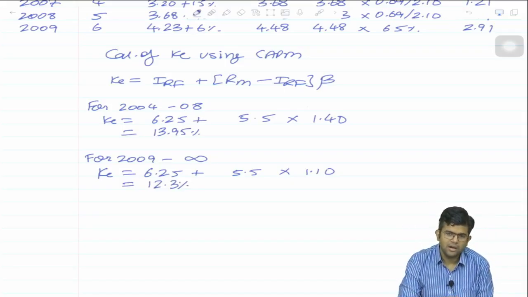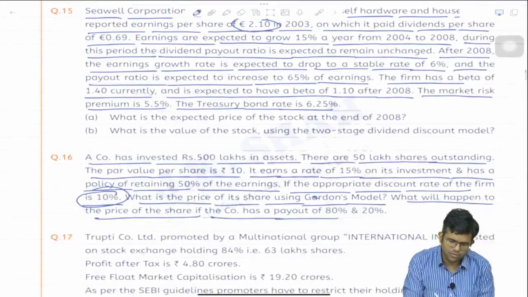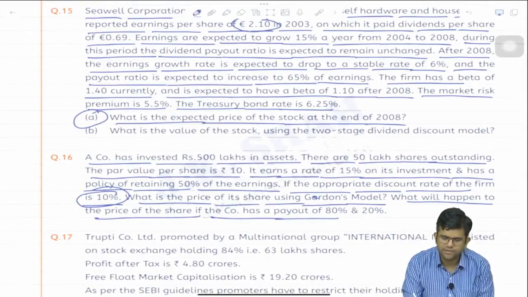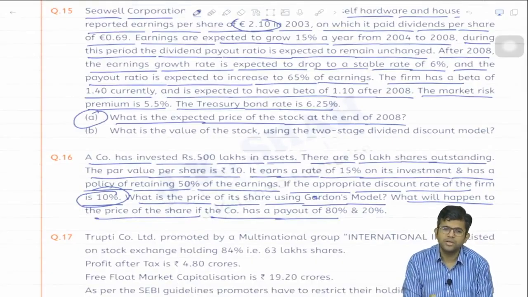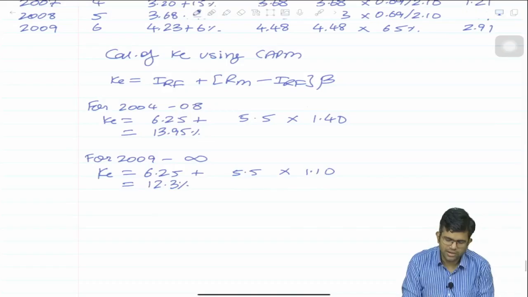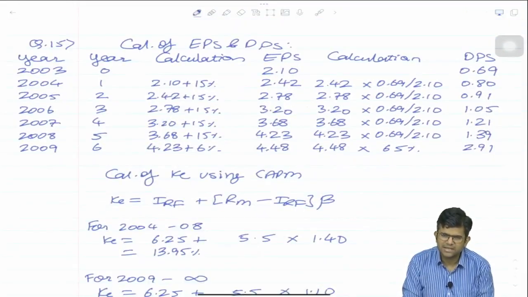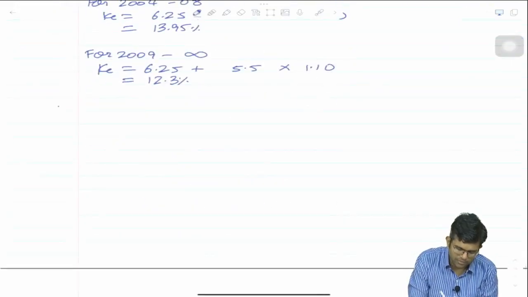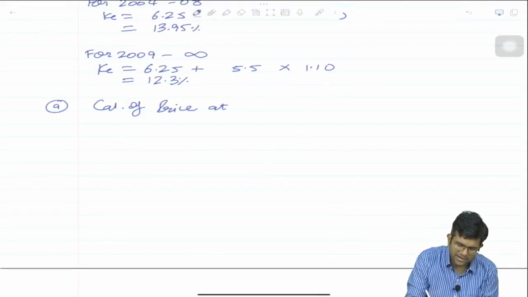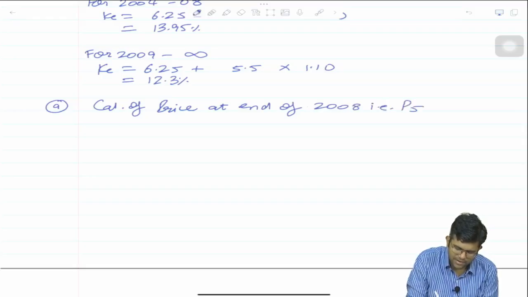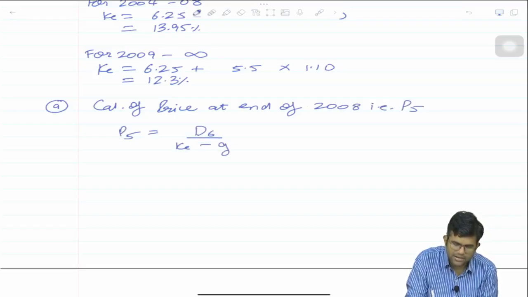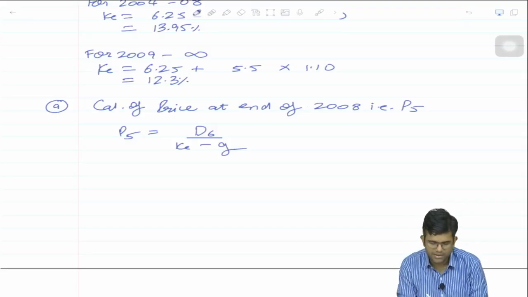Everyone clear? Now what are they asking you? They are asking you what is the expected price of the stock at end of 2008. End of 2008 meaning, can I say they are asking you P5. Everybody clear? They are asking you P5. So I'll write here point number A, calculation of price at end of 2008, that is P5. P5 is equal to D6 upon KE minus G. Everybody clear? D6 upon KE minus G.